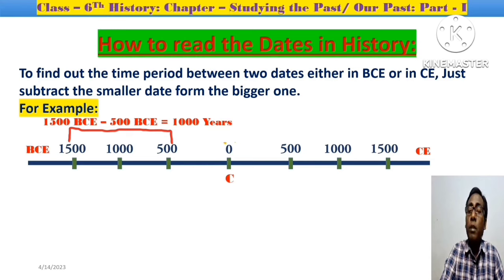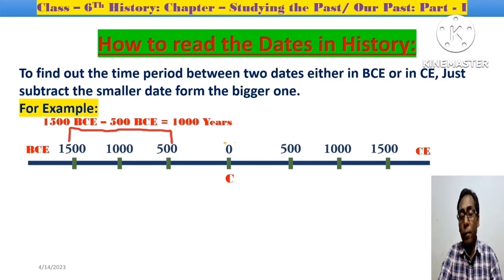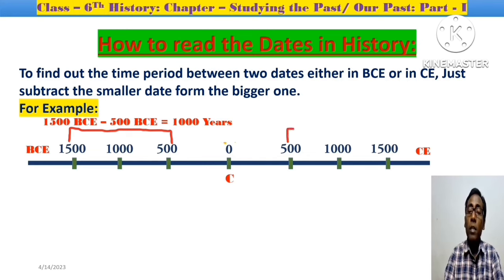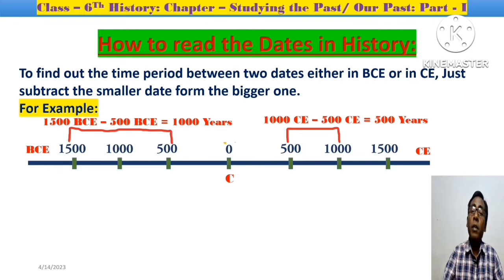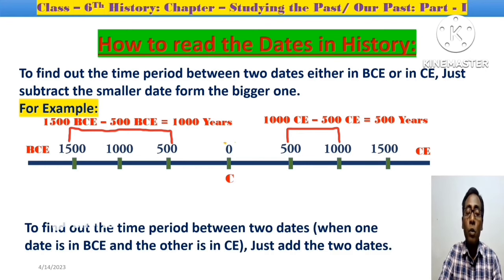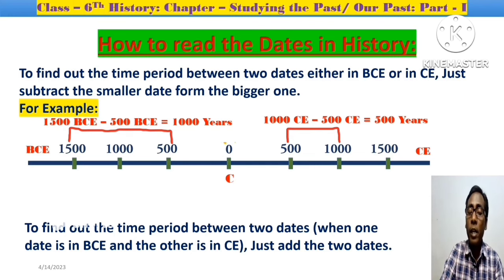Let us understand the same in CE. Let's suppose you have opened the factory in 500 CE and ran it until 1000 CE. How many years did the factory run? The same process applies. Subtract the smaller date from the greater one. You get 500 years.